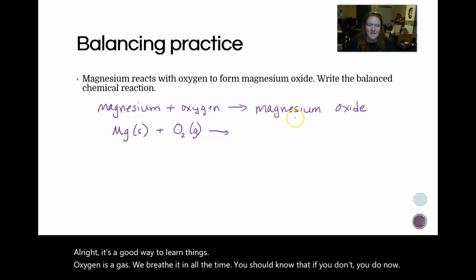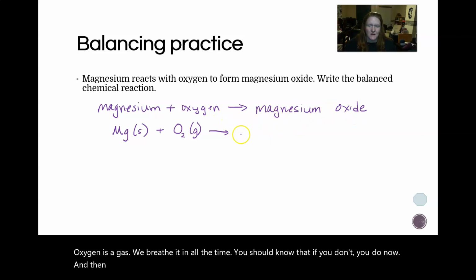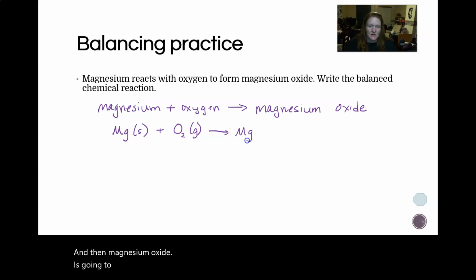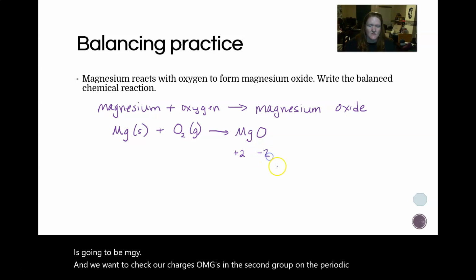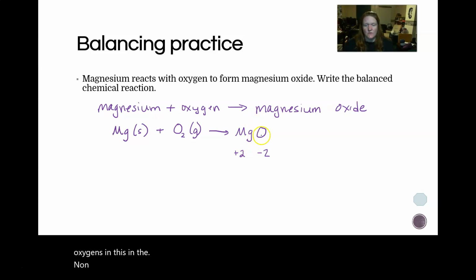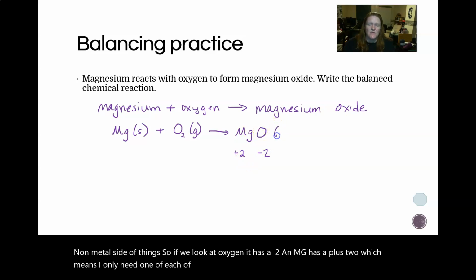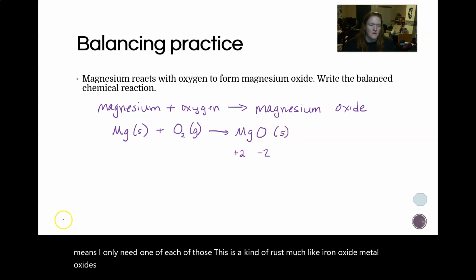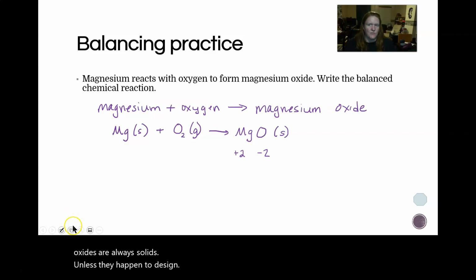And then magnesium oxide is going to be MgO. And we want to check our charges. So Mg is in the second group on the periodic table, and oxygen's in the non-metal side of things. So if we look at oxygen, it has a -2, and Mg has a +2, which means I only need one of each of those. This is a kind of rust, much like iron oxide. Metal oxides are always solids, unless they happen to dissolve, which is pretty unusual.